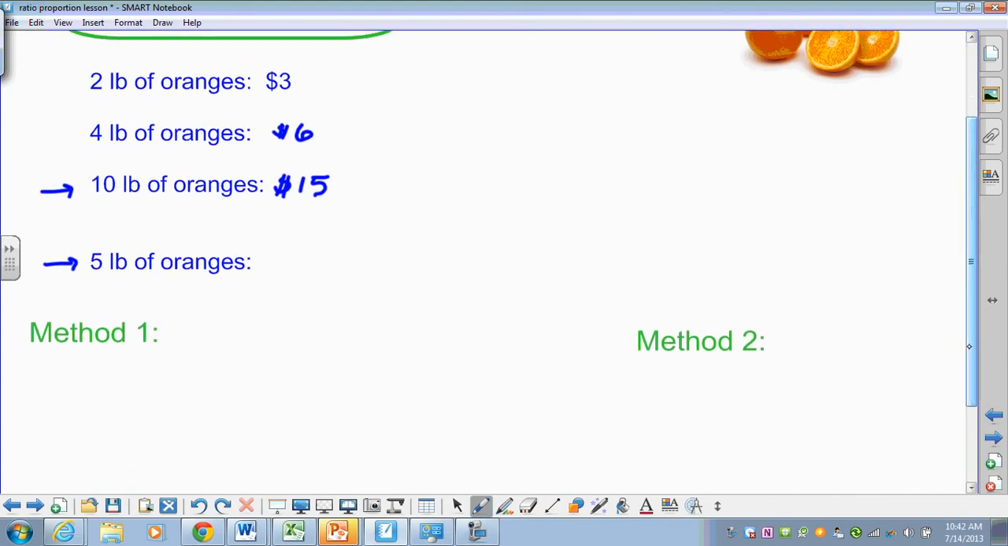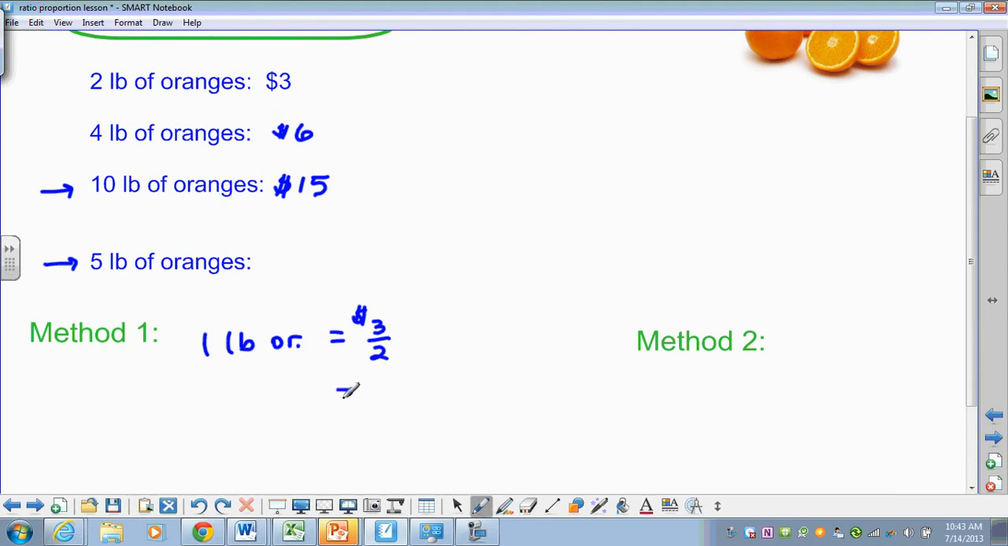But let's actually do the math. Okay, so in method number one, if we have 2 pounds of oranges is $3, first we're going to figure out, okay, what is 1 pound of oranges equal to how many dollars? So if 2 pounds is $3, 1 pound is basically going to be half of that amount, right? So divide 3 by 2. So you have 3 over 2. And in decimal language, that would be $1.5. So the price of 1 pound of oranges is $1.50.